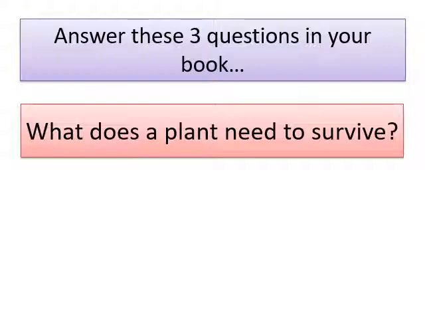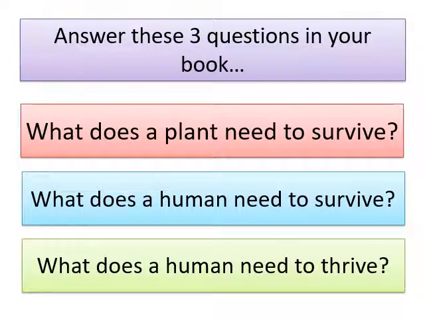So first things first, in your book, I would like you to answer these three questions. What does a plant need to survive? What does a human need to survive? And what does a human need to thrive? So you might just want to give some examples of each.